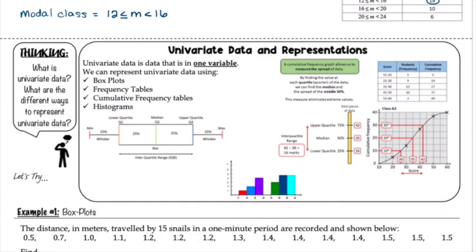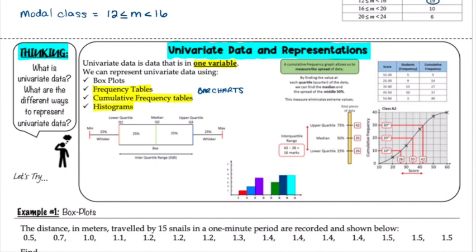Let's take a look at today's thinking. What is univariate data? What are the different ways to represent univariate data? Univariate data and representations. Univariate data is data that is in one variable. We represent univariate data using box plots, frequency tables, cumulative frequency tables, histograms, and also bar charts.